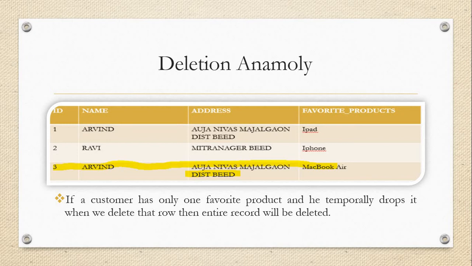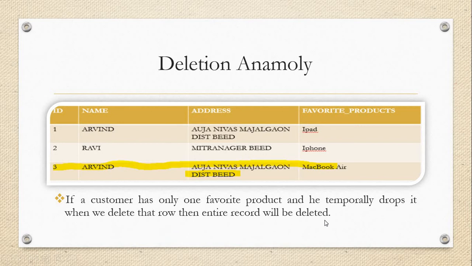So we are discussing just the problem without the concept of normalization. Now, if a customer has only one favorite product and he temporarily drops it, what does it mean? Right now I love the MacBook Air, and afterwards I don't want to use the MacBook Air. So MacBook Air is not my favorite product. So in that case, he temporarily drops it. When we delete the row, then the entire record will be deleted.